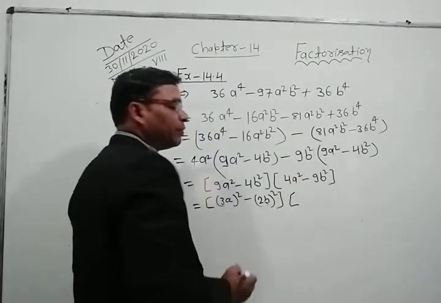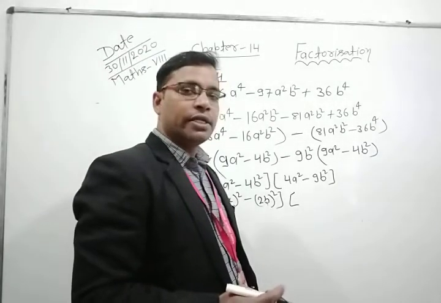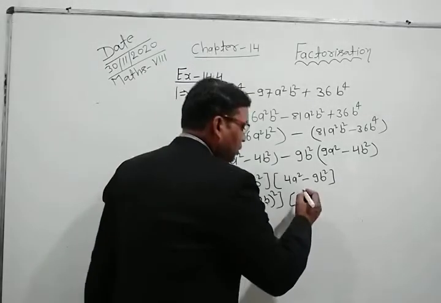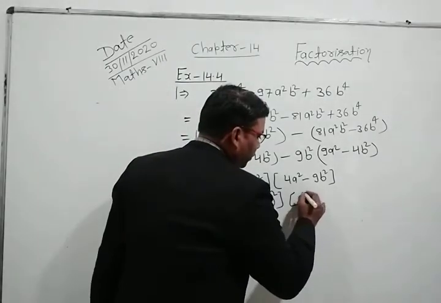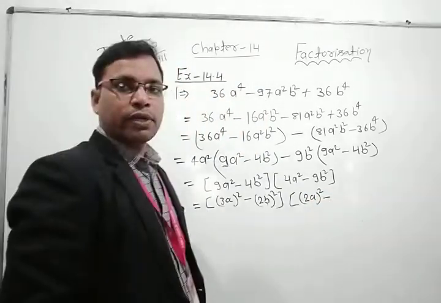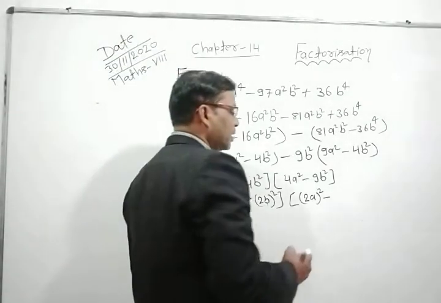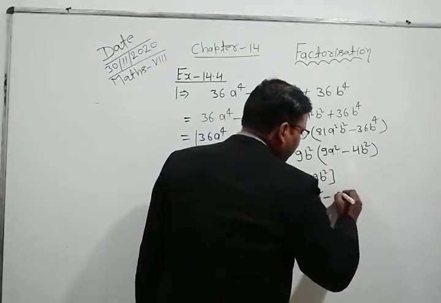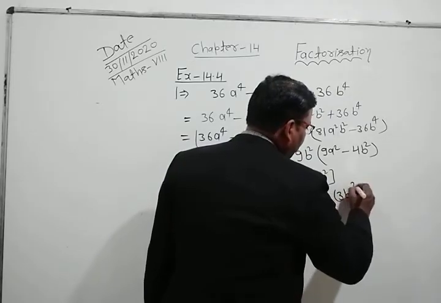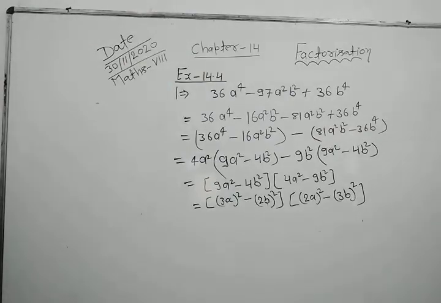Now, similarly, we can write 4a square is also whole square of 2a, minus 9b square. What is 9b square? Also you can write 9b square, this is equal to whole square of 3b. Clear? This is equal to whole square of 3b.